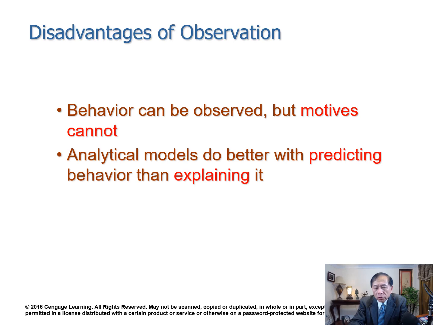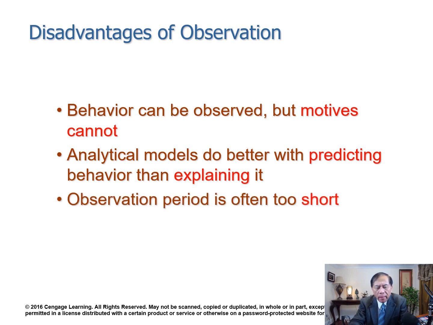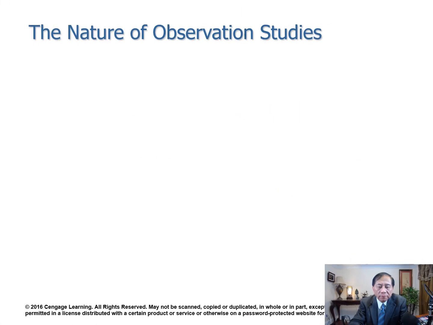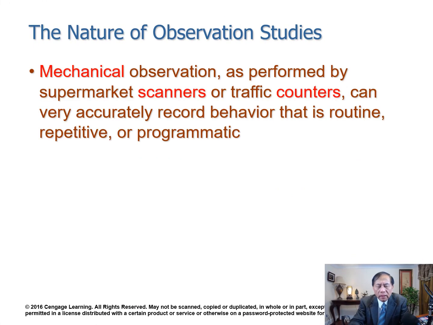Analytical models do better at predicting behavior than explaining it. We might not be able to explain it, but that might be okay for marketing purposes. We can actually just predict it, so we know what they want to do next or what they want to buy next. Observation period is often too short. You can't observe people for too long a time, obviously.